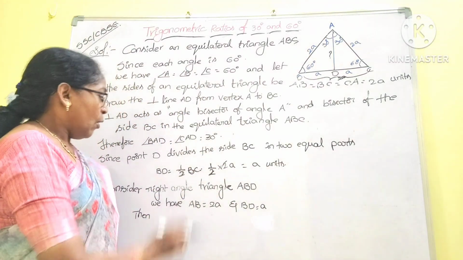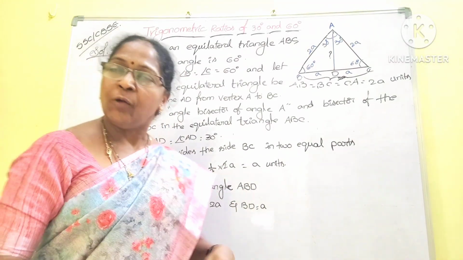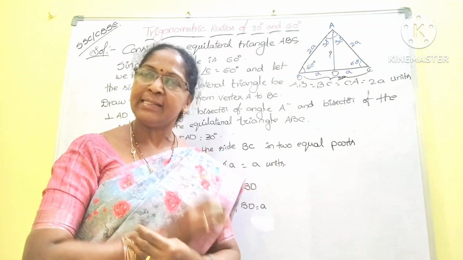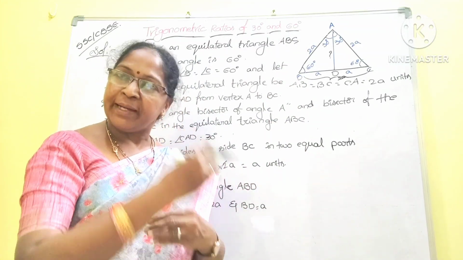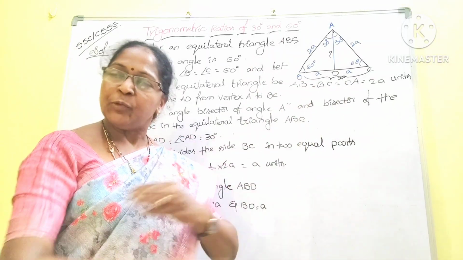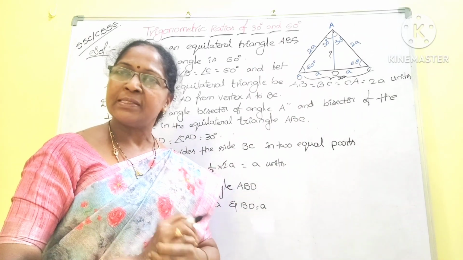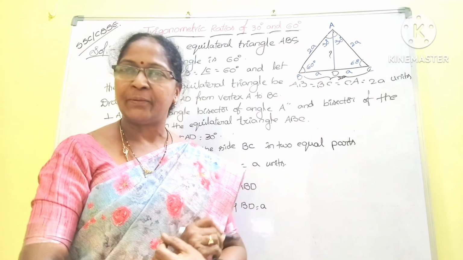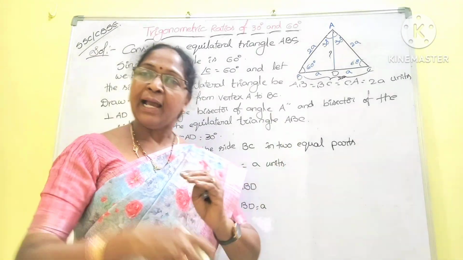Later, what you have to find out? Trigonometric ratios of some angles. Those two angles are 30 degrees and 60 degrees. For finding the trigonometric ratios of any angle, those trigonometric ratio formulas are related to the sides of a right angle triangle only.